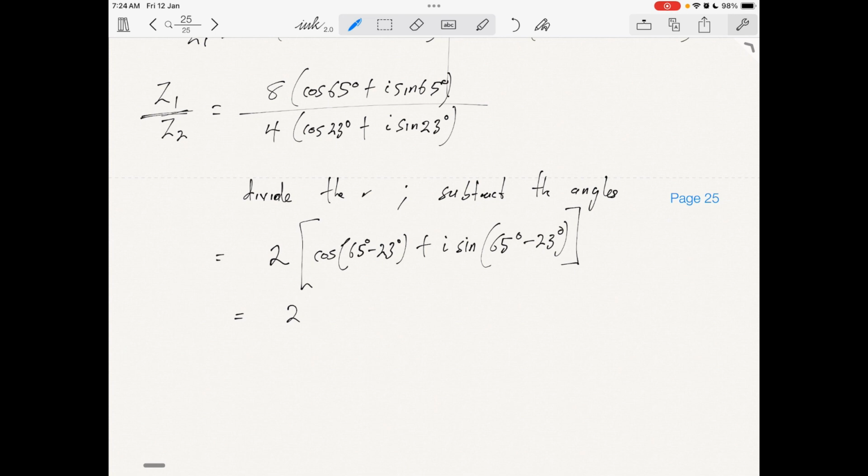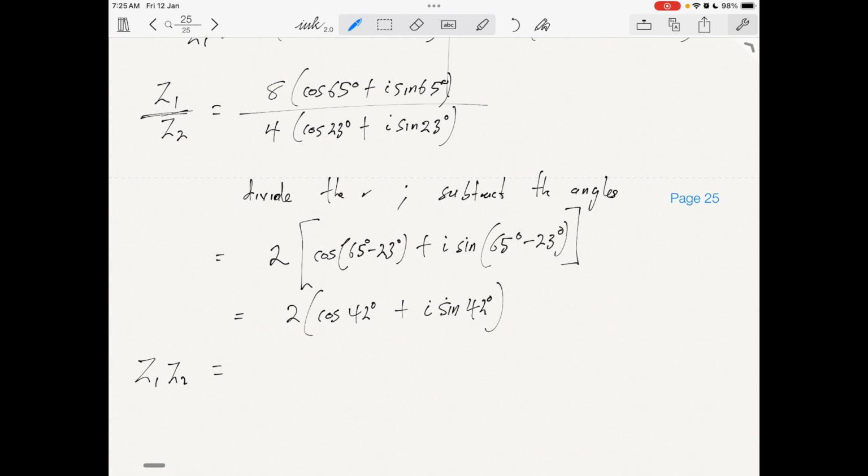into cos 65 degrees minus 23 degrees will give us 42 degrees plus I sine 42 degrees. Now you might want to hold on, pause the video and try Z1 Z2, Z1 Z2.